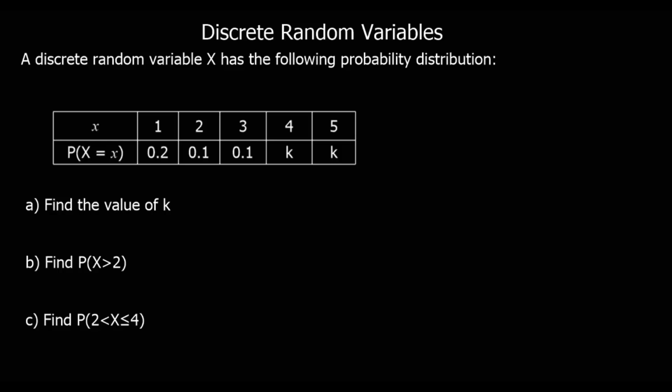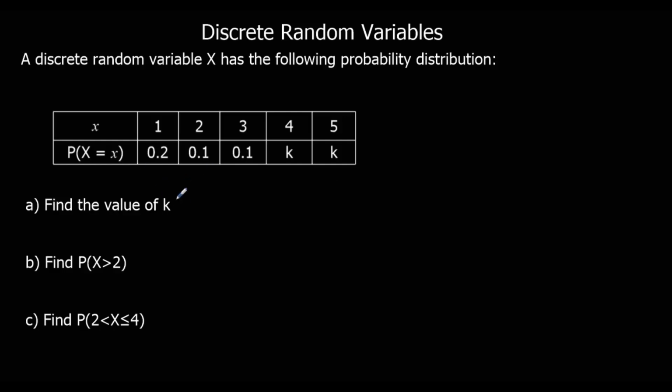In this video, we're going to look at discrete random variables. So here we've got a random variable x, and it can take on the values of 1, 2, 3, 4, and 5. The probability of all of these events has to add up to one whole, because the probabilities of all mutually exclusive events have to equal 1.